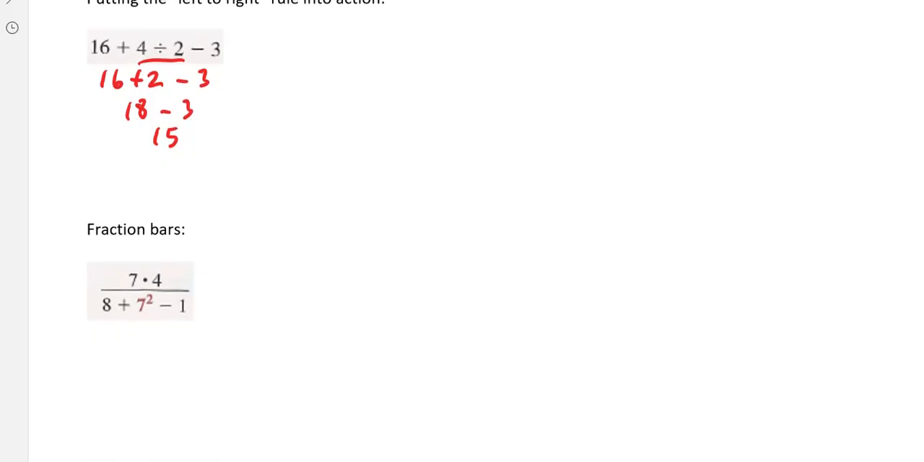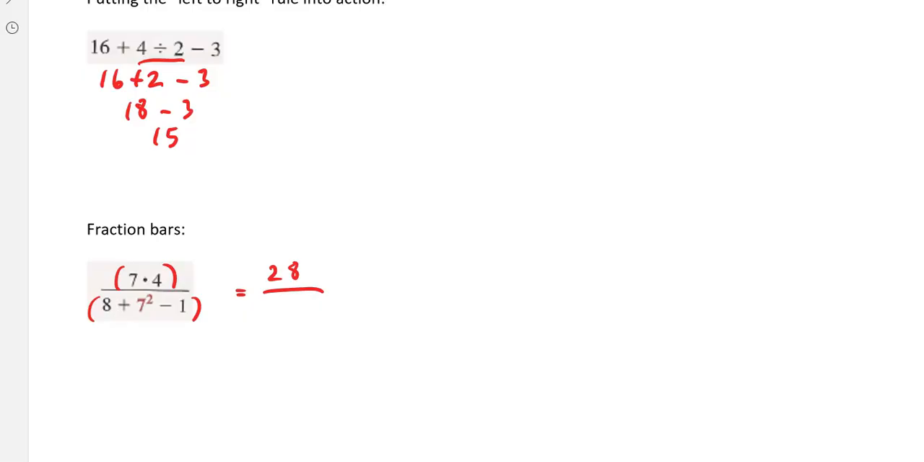Fraction bars act as grouping symbols, so you can imagine just putting parentheses around everything above and below the fraction bar. So this would become, we can do the top one first, 7 times 4 is 28. And then we do the one down below. Now this one's going to be kind of interesting because there are multiple operations in the parentheses, in that grouping symbol that's under the fraction bar.